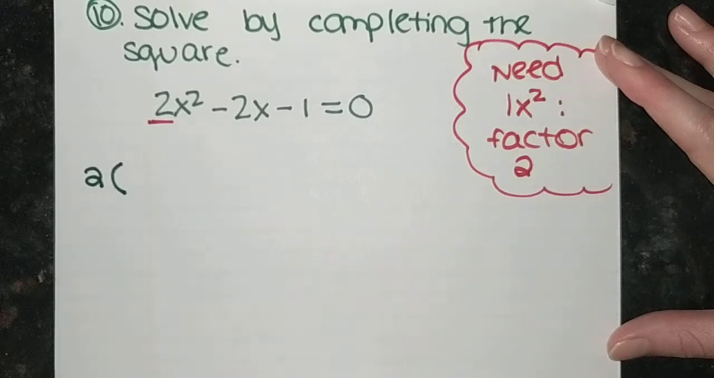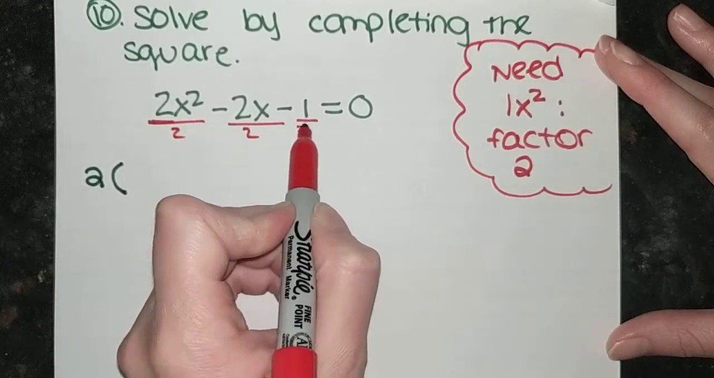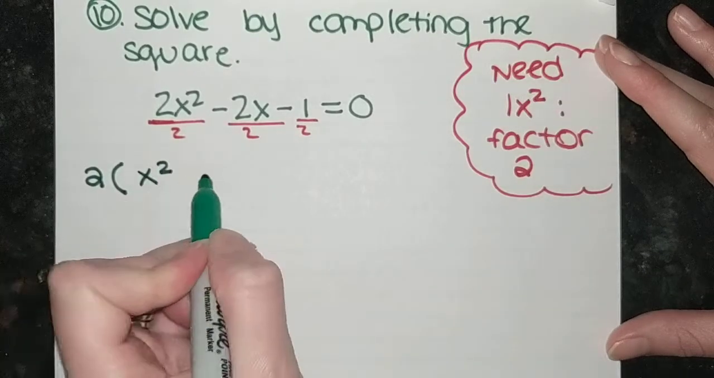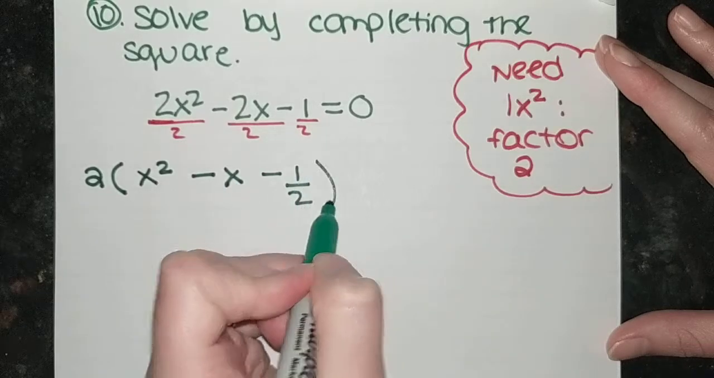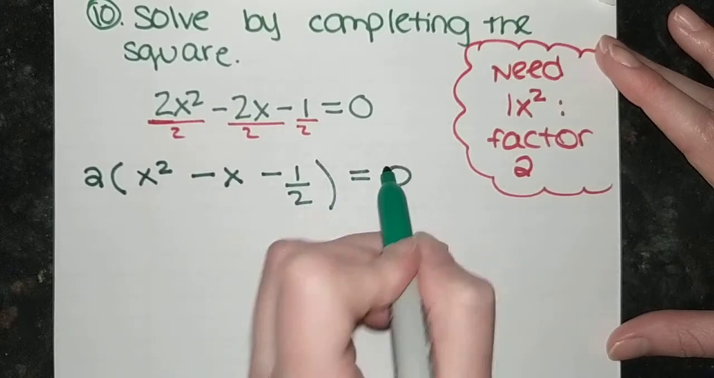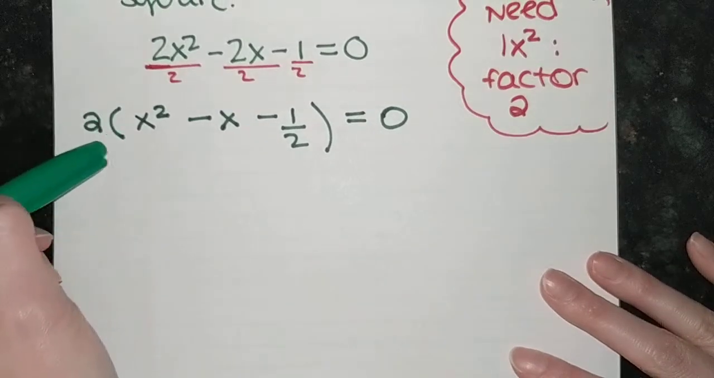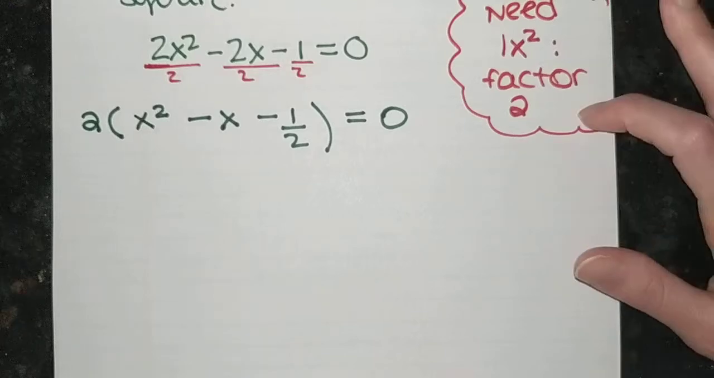And remember, that is like you divide each of these terms by 2, 2, and 2. So when I do that, I'll get x squared minus x minus a half, and then close your parentheses is equal to 0. Okay? Now, we are trying to solve this equation. And because we're trying to solve this equation, we can get rid of this factor of 2.